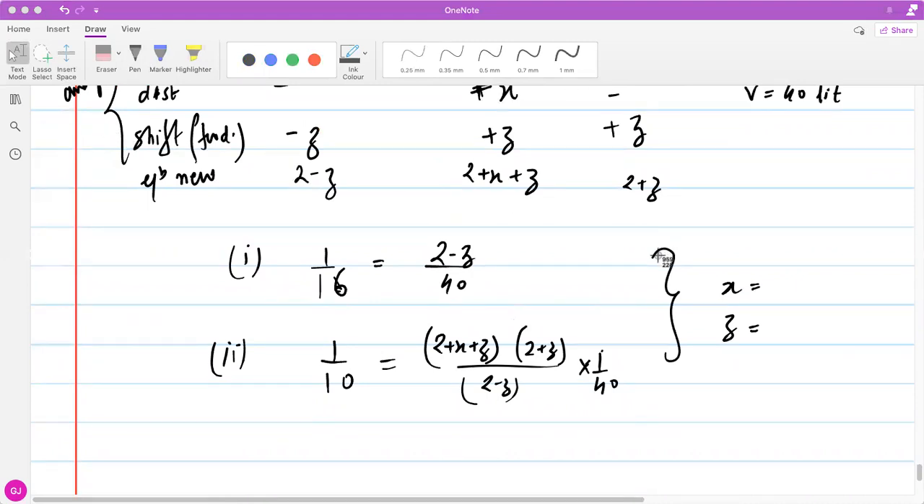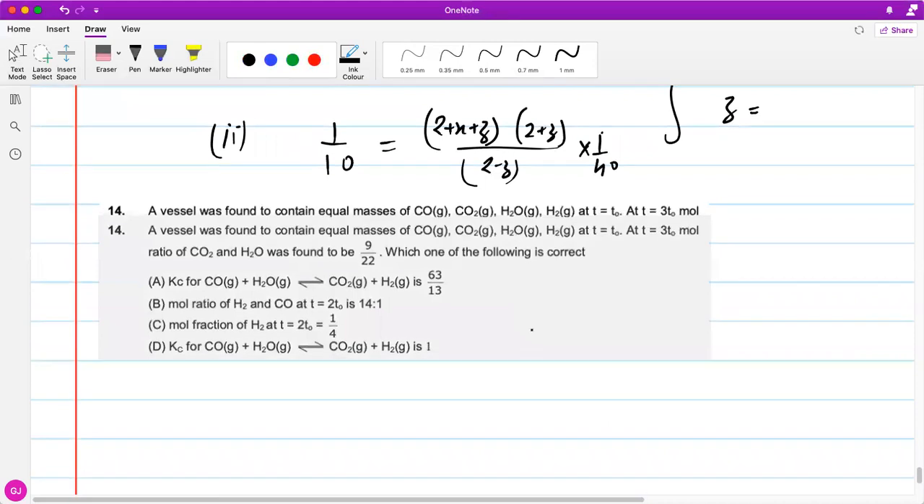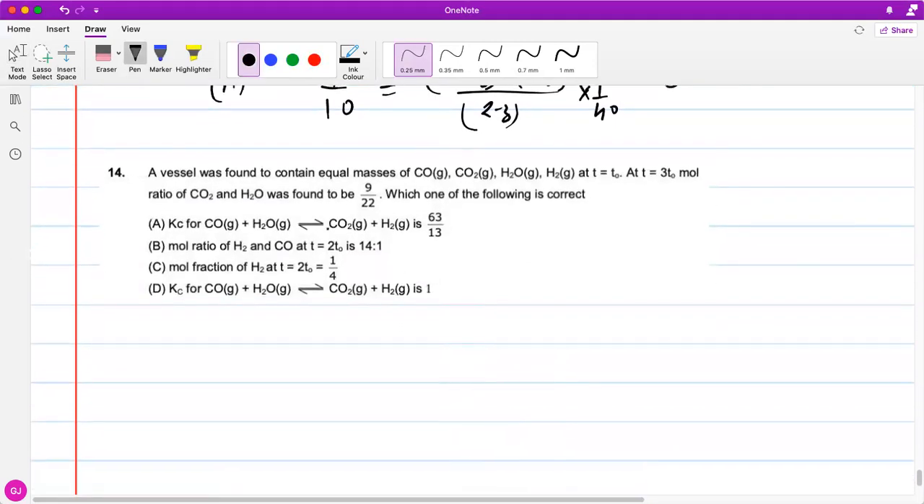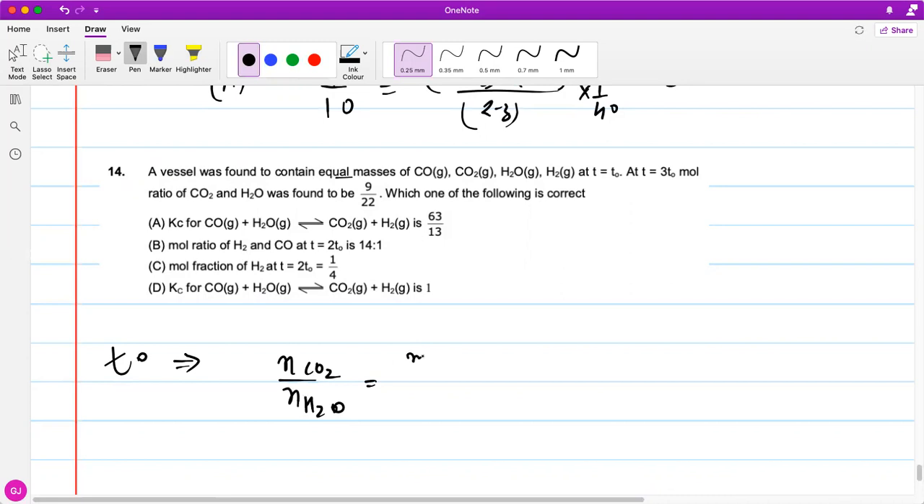That is the 14th question. Now, in the 14th question, a vessel was found to contain equal mass of CO, CO2, H2O and H2 at time t equal to T naught. The mole ratio of CO2 upon the mole ratio of H2O, because they had equal mass. So what would it be? Say their mass was M, so M by 44 upon the same mass M divided by 18. So we'll get the answer as 9 by 22.